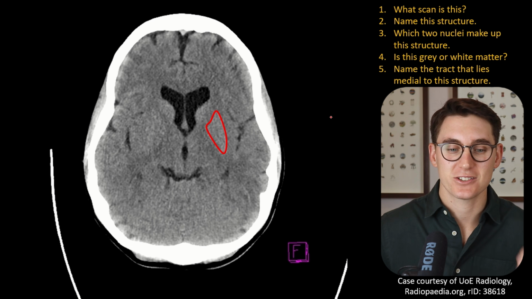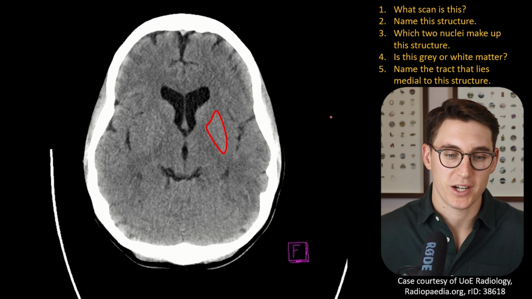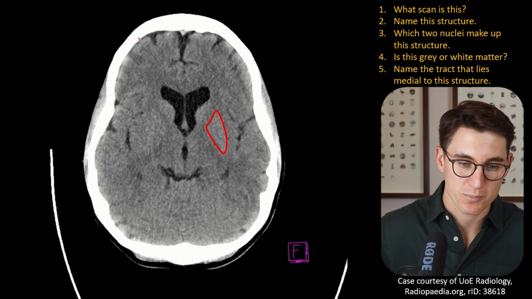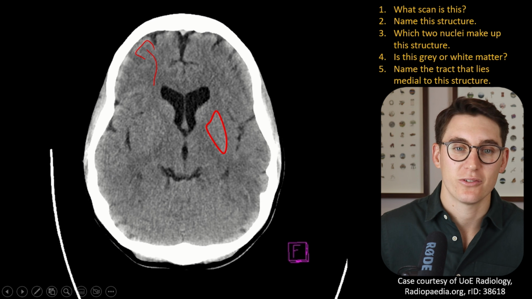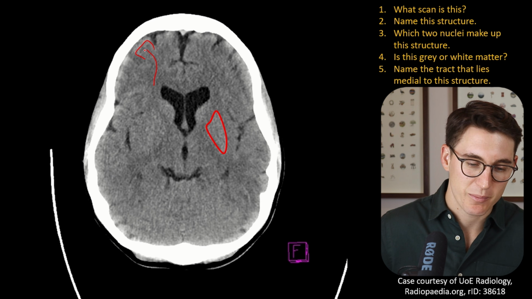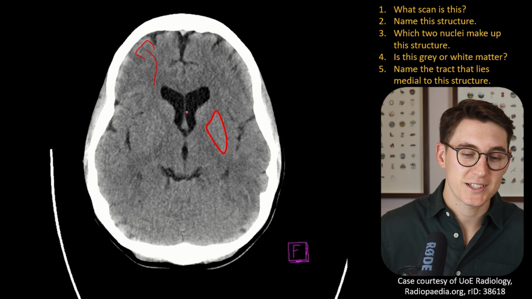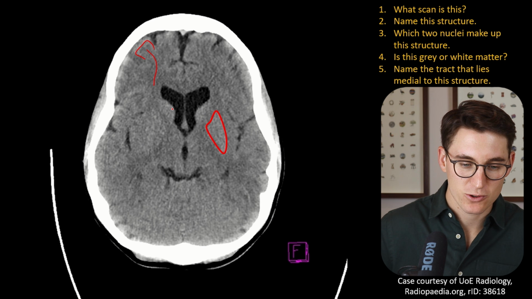Well, we have an axial slice CT scan of the brain. We know it's a CT scan. Our bone is bright here. Our bone is dense. We've got brighter gray matter than we do white matter, which is classic of a CT scan. More dense gray matter than white matter. And we can see that we're at the level of the lateral ventricles here that are separated by this septum pellucidum.